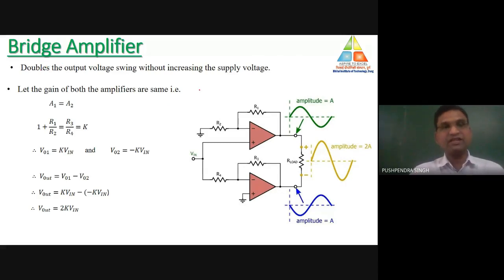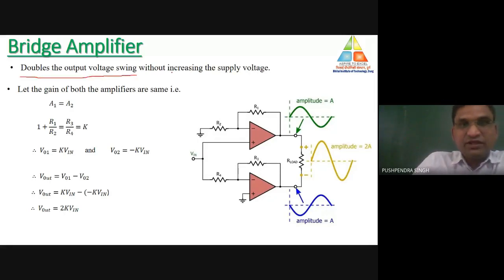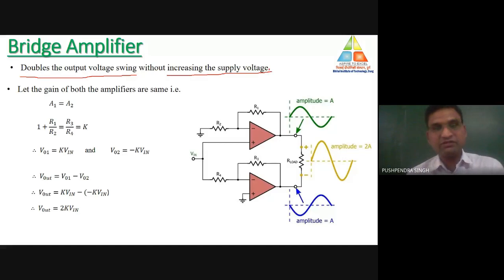So what is the basic functionality of this bridge amplifier? It is basically used to double the output voltage swing without increasing the supply voltage. So the supply voltage is fixed, or without changing the value of the supply voltage, how much output voltage can we generate? We may generate double the input voltage. Let's suppose the input voltage is 5 volt, so the output voltage will be 10 volt. If the input voltage is 7 volt, the output voltage will be 14 volt. If the input voltage is 10 volt, the output voltage will be 20 volt.